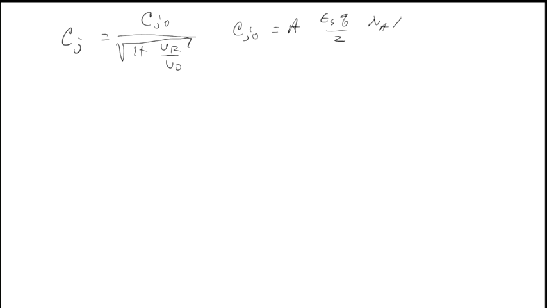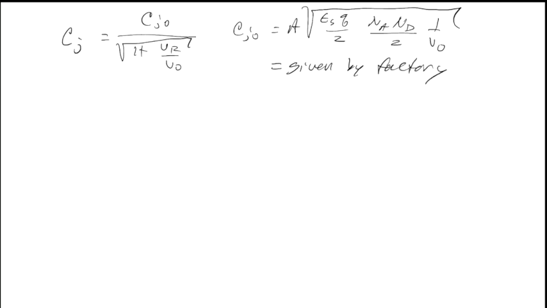So there's just a little bit more dimension. We could write an equation for capacitance across the junction. Cj naught over 1 plus Vr over V naught, where Cj naught is area times the square root of epsilon s q over 2, times NA ND over NA plus ND, times 1 over V naught. And this is given by the factory. So there's a junction capacitance.